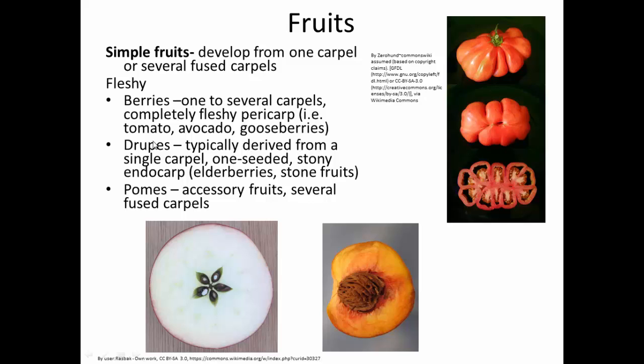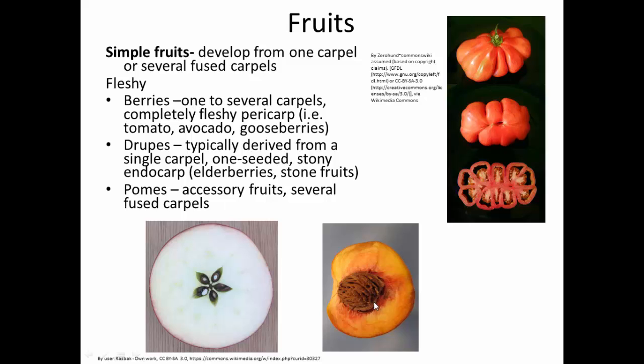Okay, another kind of simple fleshy fruit is a drupe. And drupes are typically derived from a single carpel. They are typically one-seeded, and they have a stony endocarp. So the nectarines and peaches and plums would all be examples of drupes.